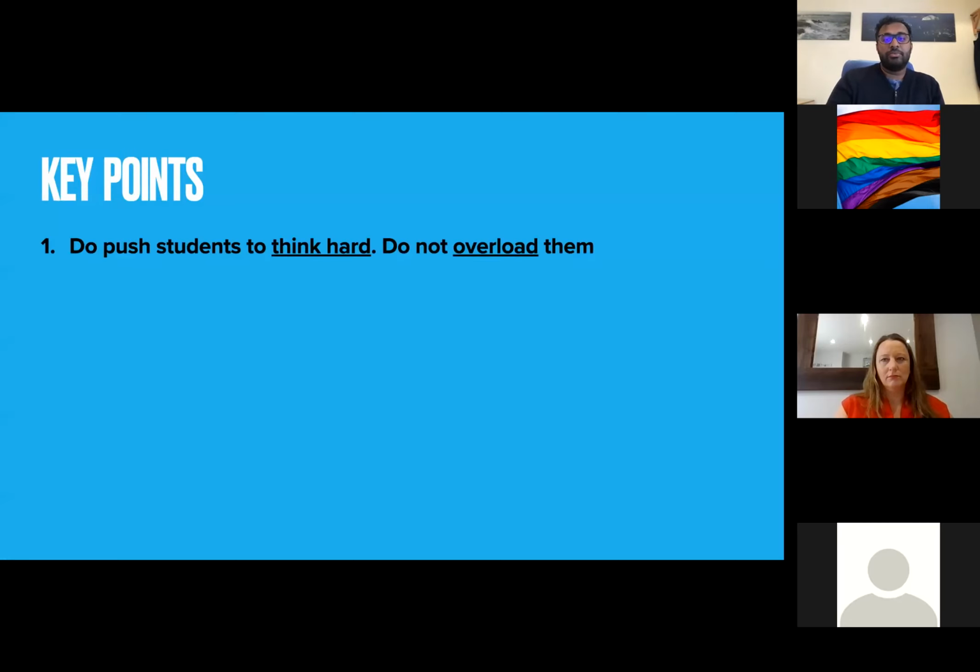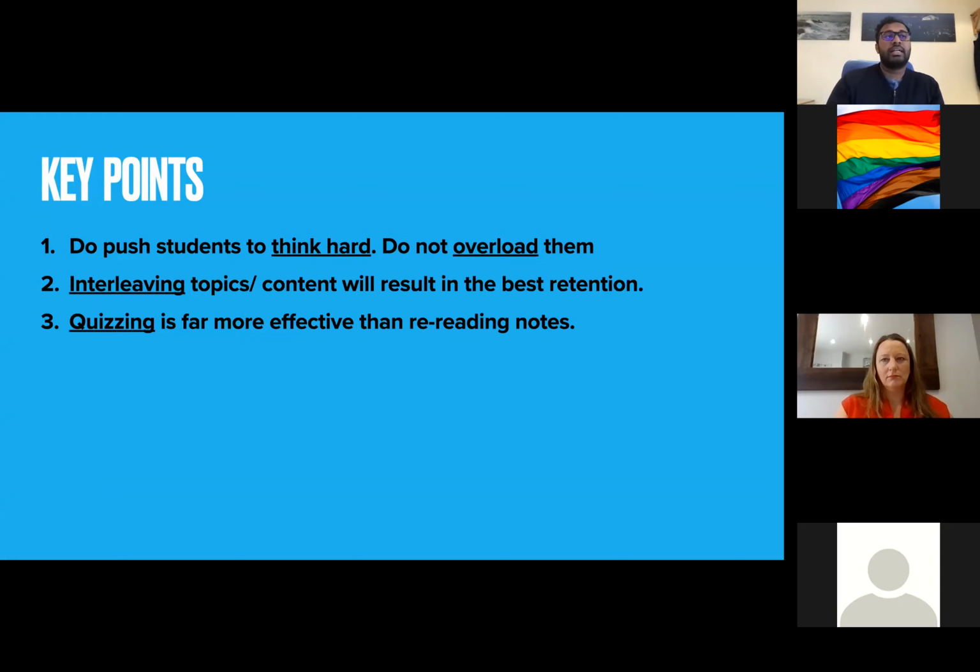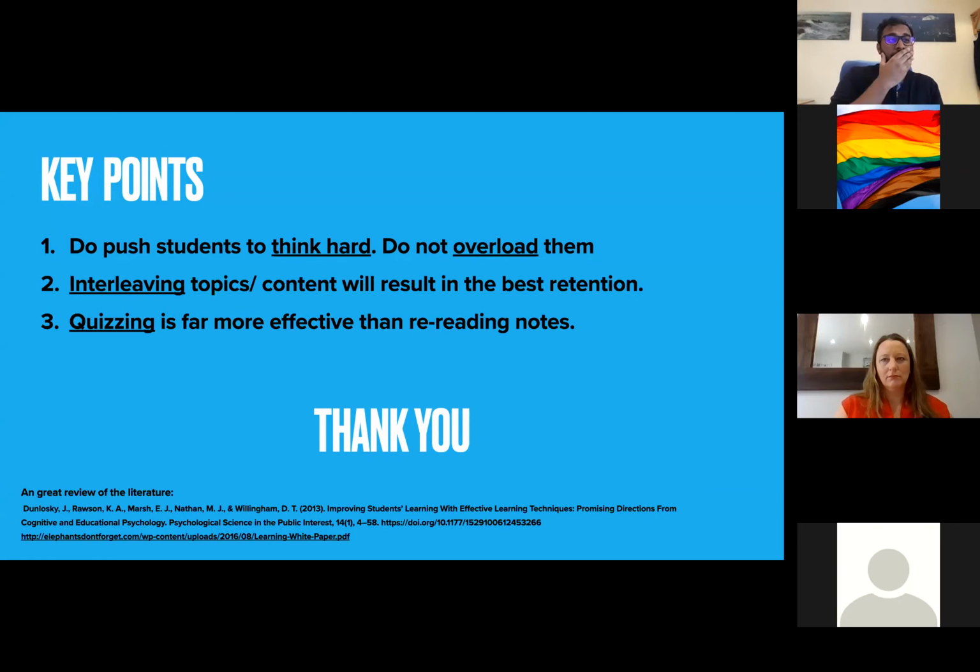So to sum up the key points, do push your students to think hard, but at the same time, do not overload them. Interleaving topics and content will result in the best retention. And finally, quizzing is far more effective than reading or rereading notes that they've made. Thank you. That's it. There's a great review on the literature by Dunlowski. Feel free to take a look at that. It's a review of, I think, 800 papers over the last 2 centuries. And it really boils down into these 3 things.